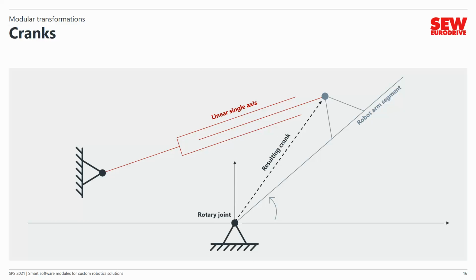Imagine a SCARA robot with a rotary joint axis, for example. If you wish to drive the rotary joint axis by means of a linear motor, you can combine this crank with a rotary joint by means of a modular combination.